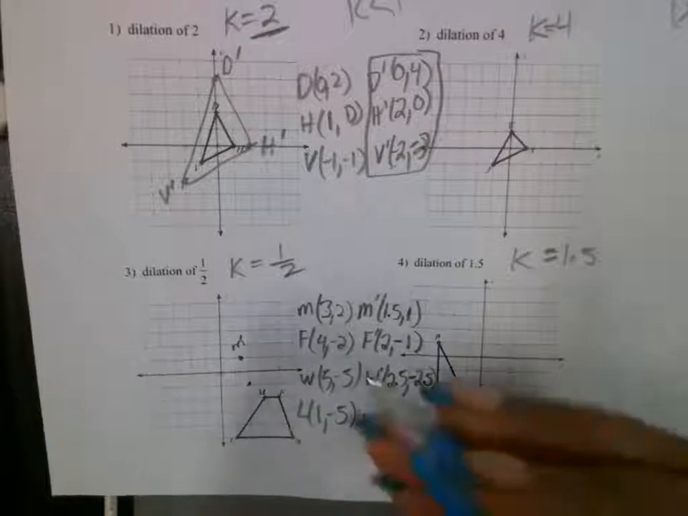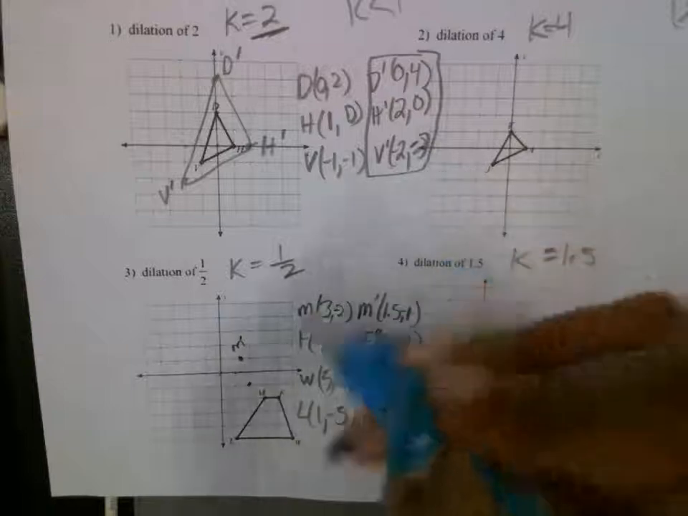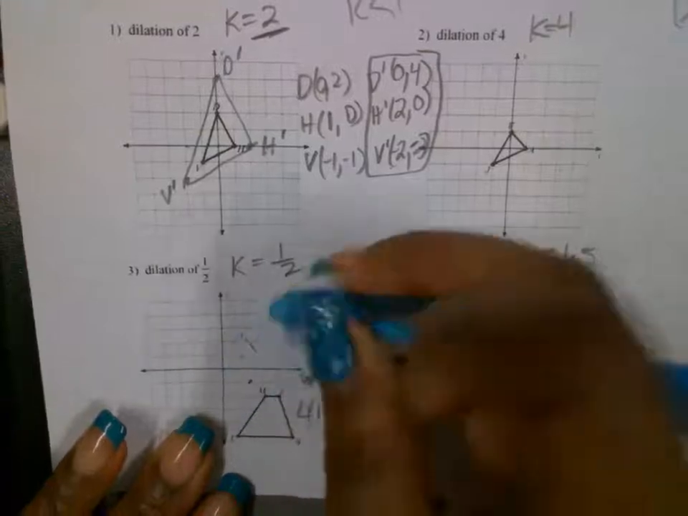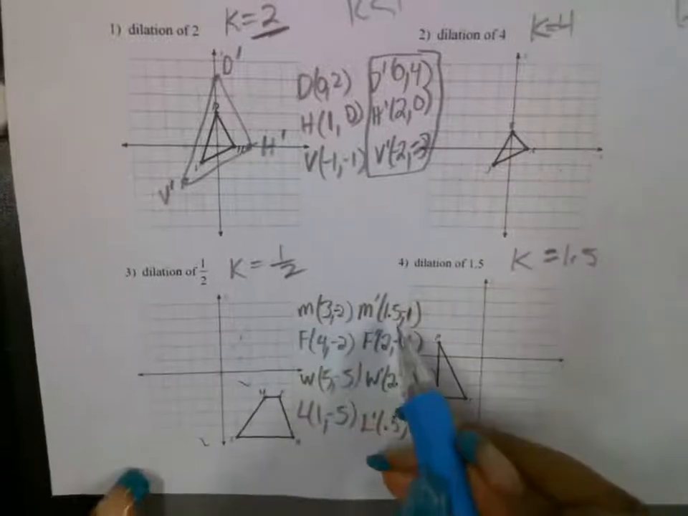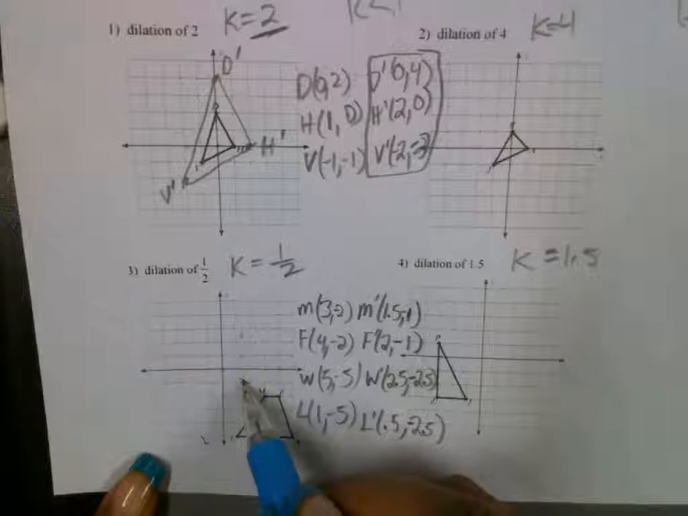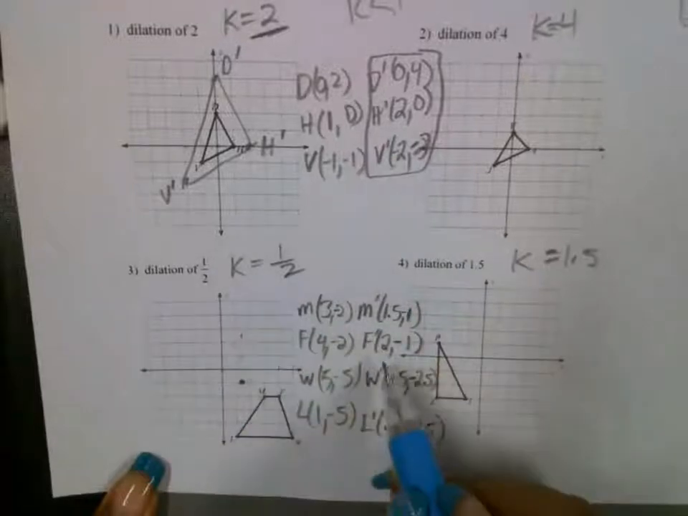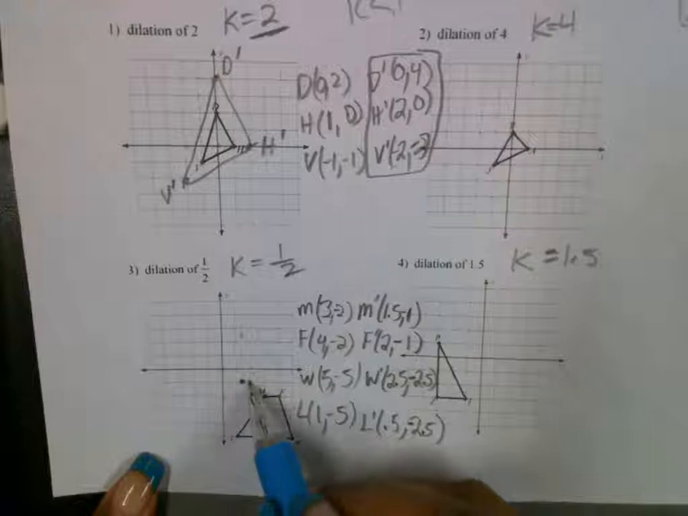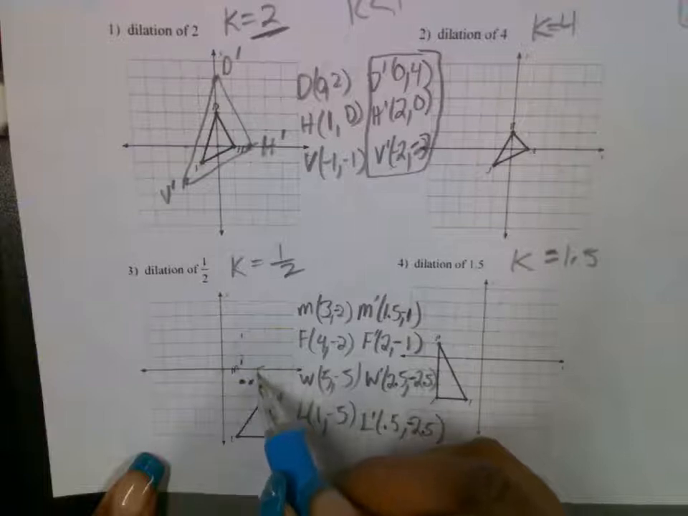Why did I do that? This is supposed to be negative 2. I was wondering why it's in the wrong direction. Let me do that again. This is supposed to be 1.5, and down 1 instead of up 1. Then this one is supposed to be over 2, and down 1. So they're right there close to each other. This one's M prime, and this one's F prime.